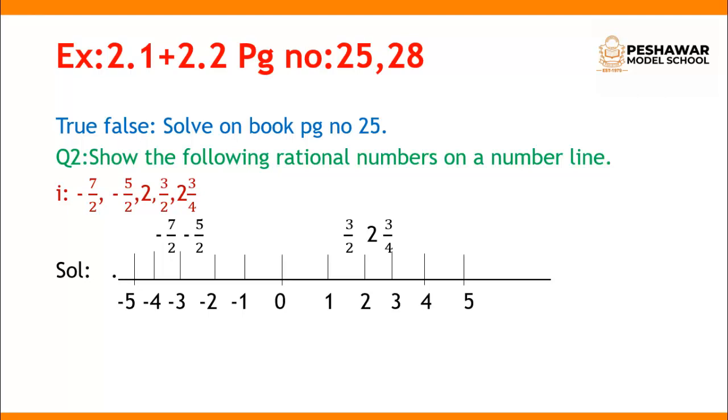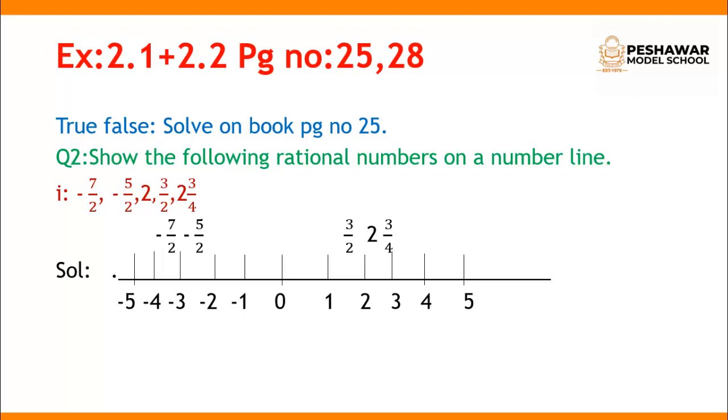Now get ready for question number 2. Show the following rational numbers on a number line. You already know about the number line from your junior classes, and you know well how to draw the number line and how to represent a number on it. It is very easy when you have to put natural numbers on a number line. But in this question, look, the numbers are in fraction form: minus 7 by 2, minus 5 by 2, 3 by 2, 2 whole 3 by 4. So how do we place all these rational numbers on our number line?